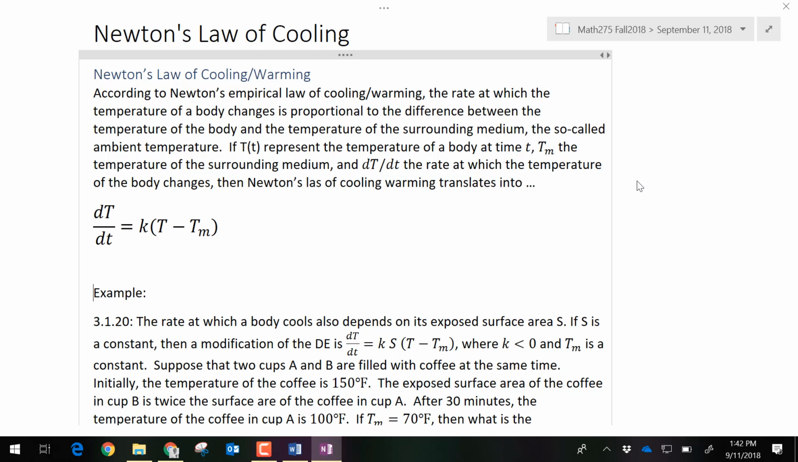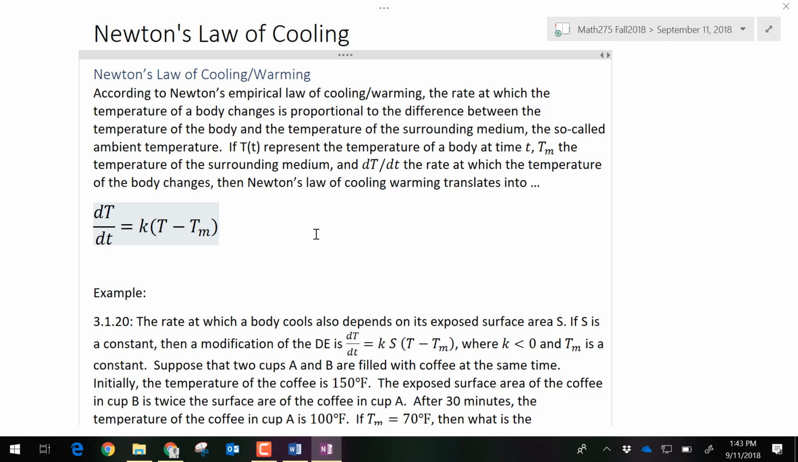And Newton's law of cooling/warming translates to this. It's proportional, so there's a constant of proportionality. Say dT/dt is equal to some constant times the difference of the temperature of the body and the temperature of the surroundings.